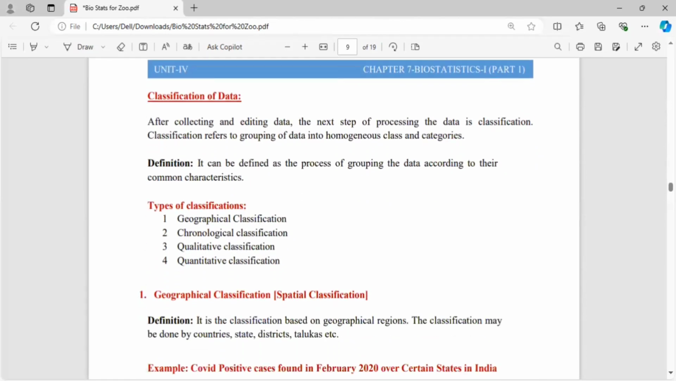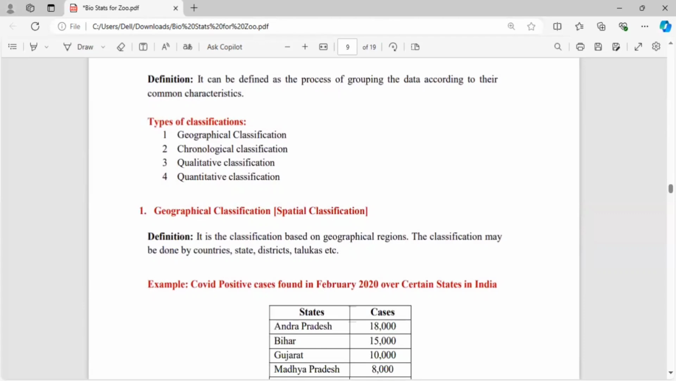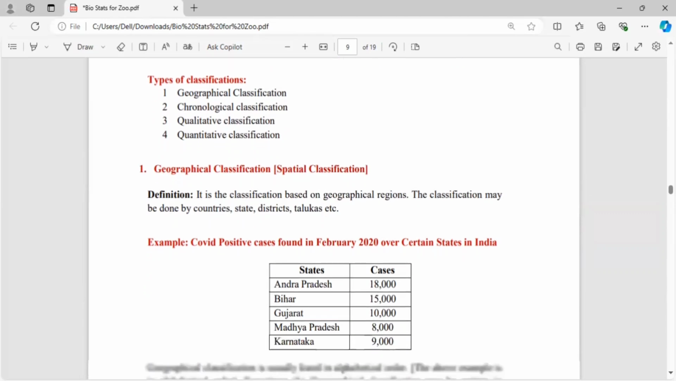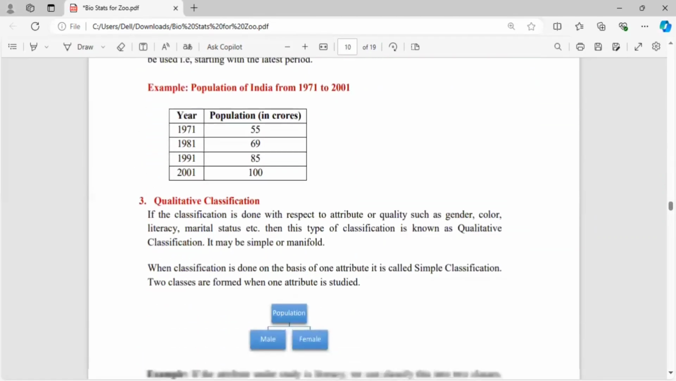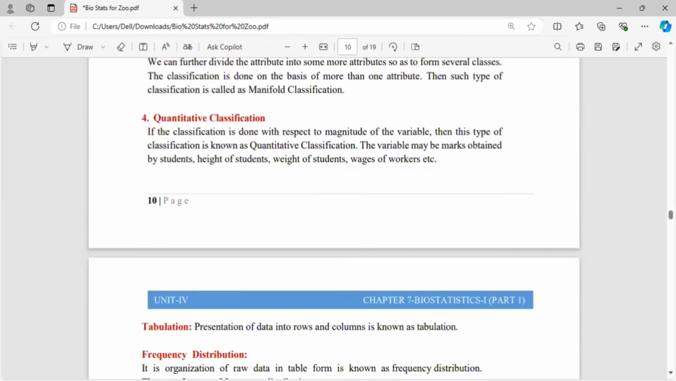Then we discussed an important concept, that is classification of data. Here we discussed what you mean by classification of data, that is the grouping of data according to their common characteristics. Then we discussed types of classification, such as geographical classification, which depends upon the various areas. Then chronological classification, related to different time periods, then qualitative classification as well as quantitative classification. With examples, these concepts were already discussed in our regular classes.